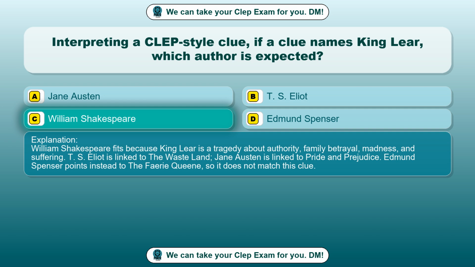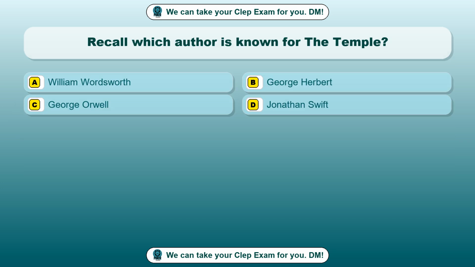Jane Austen is linked to Pride and Prejudice. Edmund Spenser points instead to the Fairy Queen, so it does not match this clue. Question 74. Recall which author is known for The Temple?